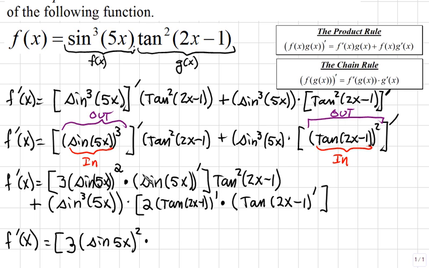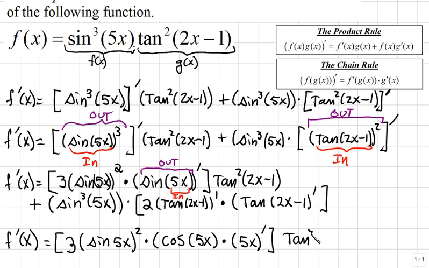The outer function will be the trigonometric function, and the inner function will be what we're finding the trig function of, which is 5x. So using the chain rule again, the derivative of sine becomes cosine, and we'll leave the inside function alone as 5x. But from the chain rule, we now need to multiply that by the derivative of its innermost part, which is the derivative of 5x, which we'll write as 5x prime, times tangent squared of 2x minus 1.